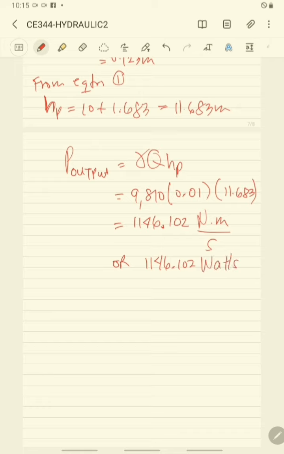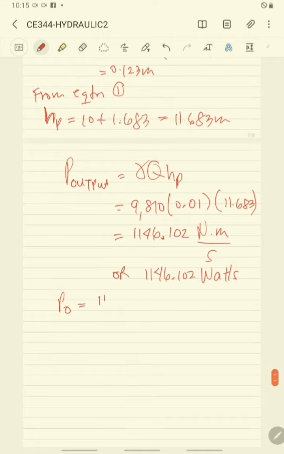Okay, so to convert this into horsepower, you have the power output, and you divide it by 746. Divided by 746, you have 1.536 HP. So that is not the head of the pump, that is the horsepower. So I have to put horsepower.